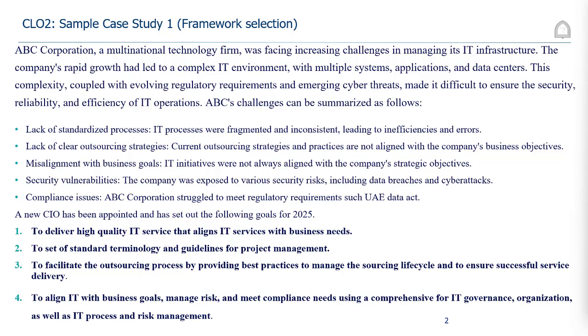So ABC is a multinational corporation that is facing challenges, okay? The challenges can be summarized as follows: the lack of standardized processes, lack of outsourcing strategies, misalignment with the business goals, security vulnerabilities, compliance issues. Those are typical issues that you get when you don't have the right IT governance in place. Very standard problems that you get with IT if you're not following proper IT governance. Now, this is where your interest should be.